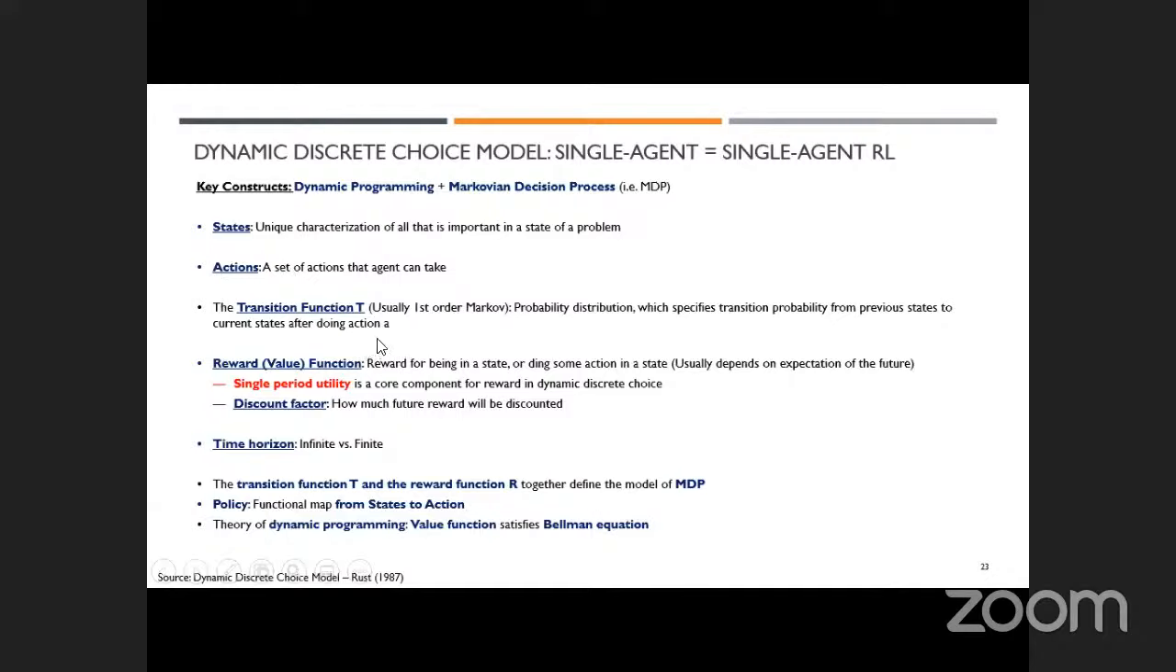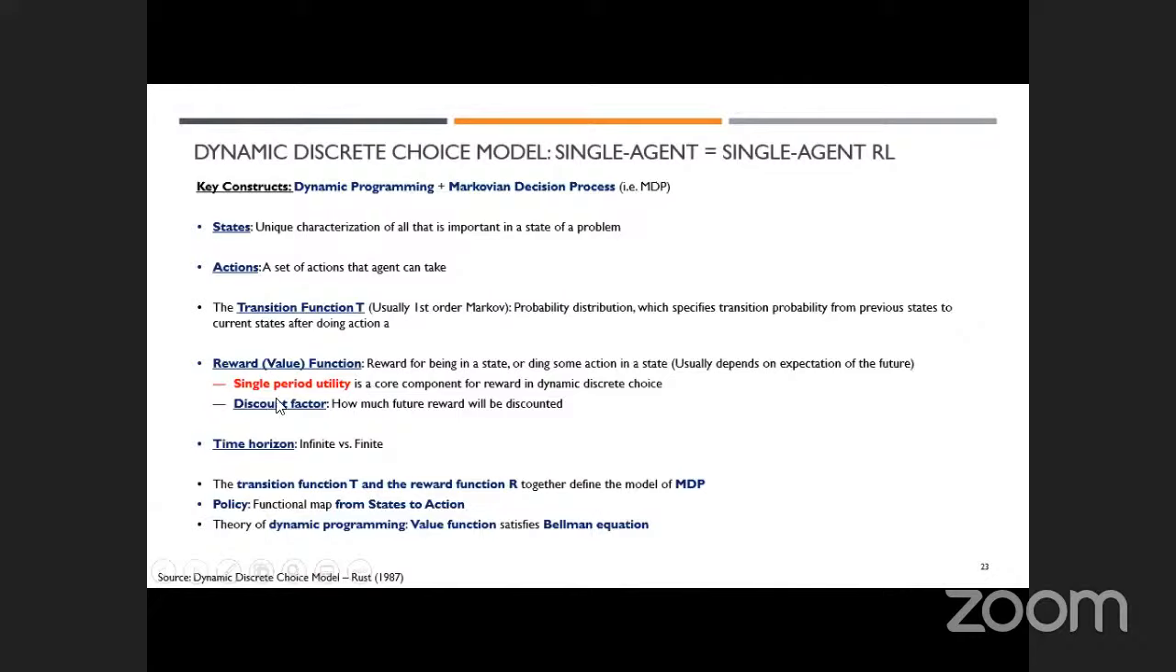Also, there is a transition function, a Markovian probability distribution, which specifies how the current state transitions to some other state in the future, right? Those come from the Markov decision process assumptions. Also, there are the so-called value function and reward function. In the simple static case, you can think of this as a utility, but if the future also matters, then you have to sum them up across multiple periods, right?